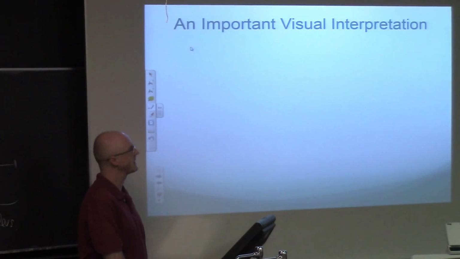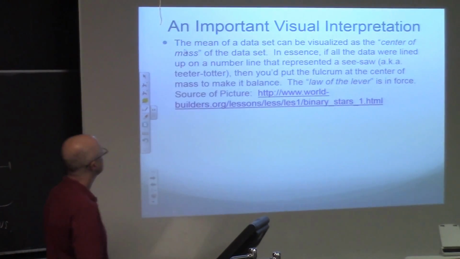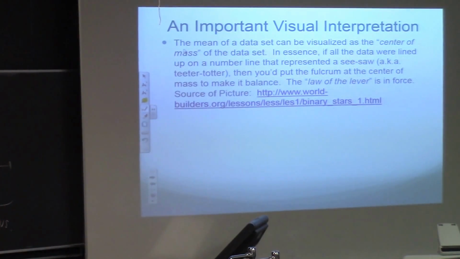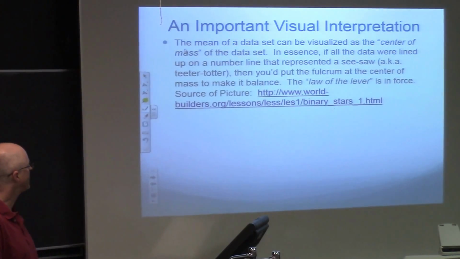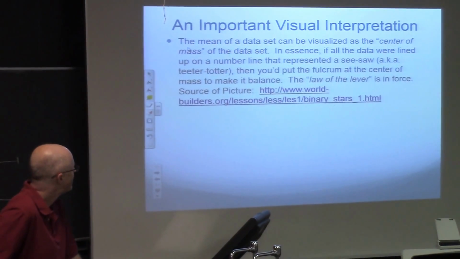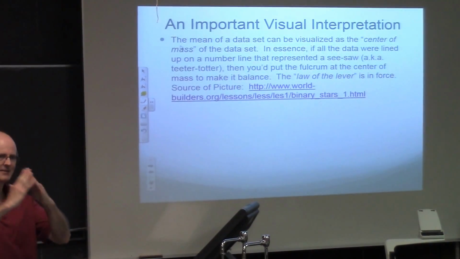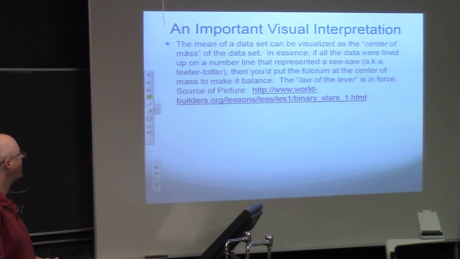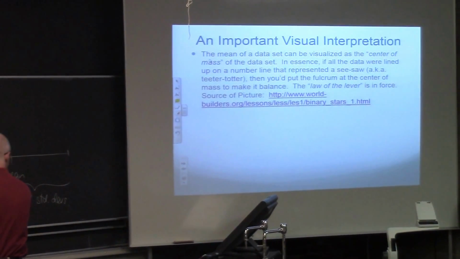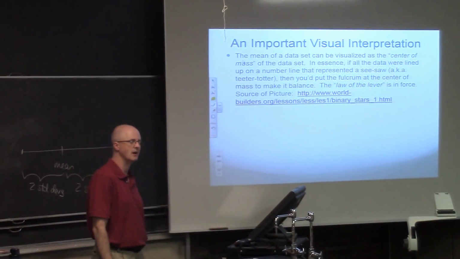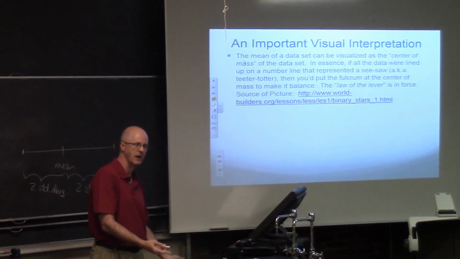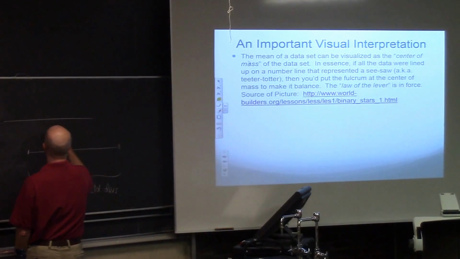There's an important visual interpretation of the mean as well. The mean of a data set can be visualized as its center of mass. What does that mean? In essence, if all the data were lined up on a number line that represented a seesaw or teeter-totter, if you prefer, then you put the fulcrum, the balance point of the teeter-totter, at the center of mass to make it balanced so it stays horizontal. I had a nice demonstration of this that I made on a program that I use called Mathematica that I was going to show you here today, but then I tried opening up Mathematica before class and it wasn't working. So let me try to draw a picture on the board.